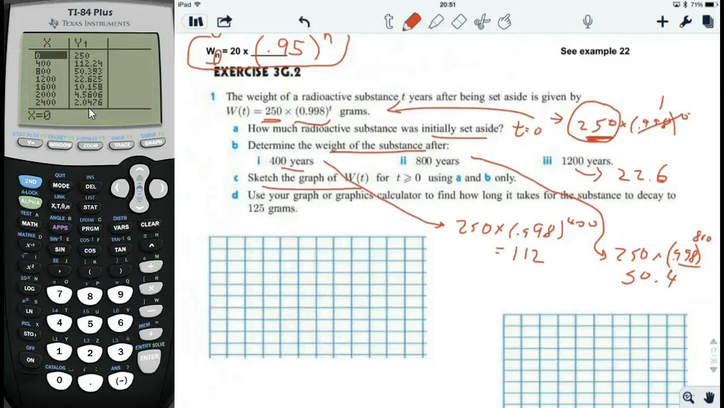Sketch the graph of W(t) for t greater than or equal to 0 using A and B only. Okay, so you only have a few points. Your points are 0, 250; 400, 112; 800, 50; and 1200, 22. So let's use this paper here and graph that out. So we got here 0. I think we can put like 100 for each one. So 0, 100, 200, 300, 400, 500, 600, 700, 800, 900, 1,000, 1,100, 1,200.